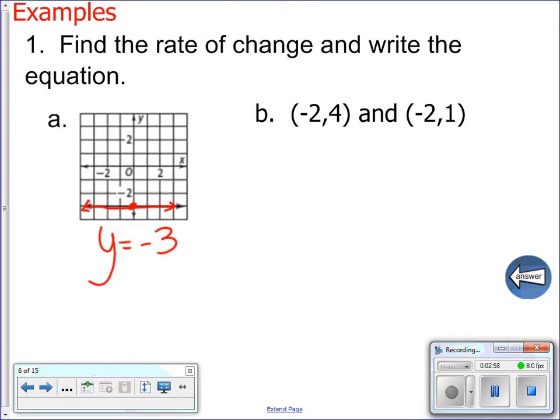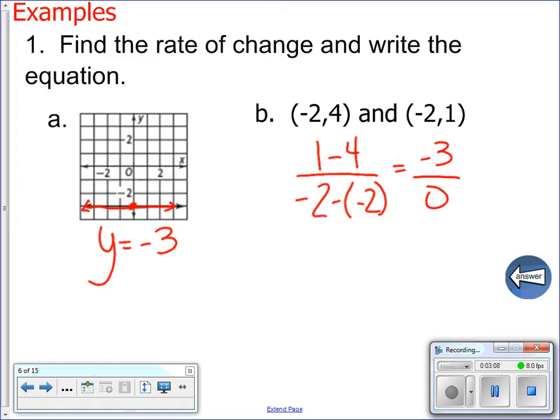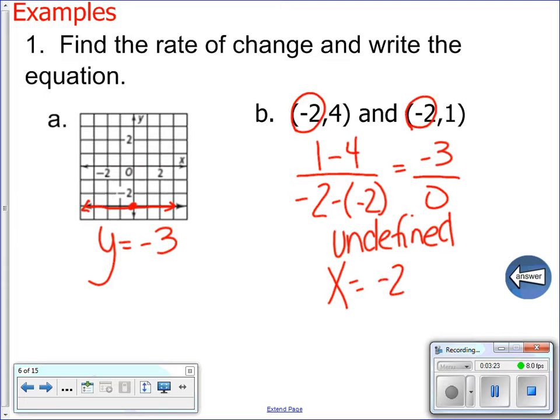In this one, to find the slope, I'll do y minus y over x minus x. And that gets me negative 3 over 0. And when 0 is in the denominator, it is an undefined slope. For undefined slope, we write an equation, x equals negative 2, because it's here.